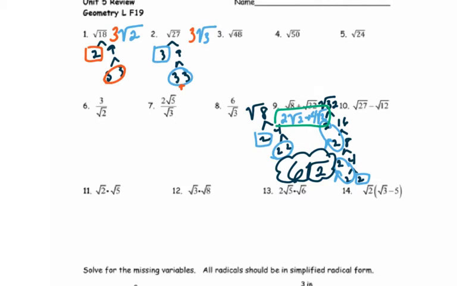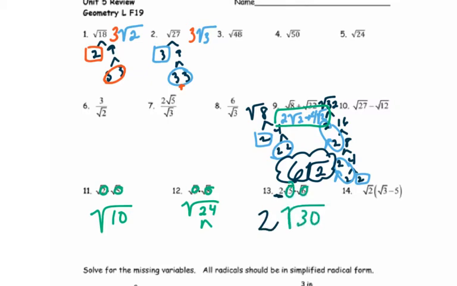Number 11, when you multiply, anything inside can multiply with anything inside. 2 times 5 is 10, so it stays inside. Same thing with number 12, inside times inside is the number 24, but you can break that down. 2 times 12, 2 times 6, 2 times 3. So the insides multiply together. So the outside is just a 2. The insides multiply together to make 30.